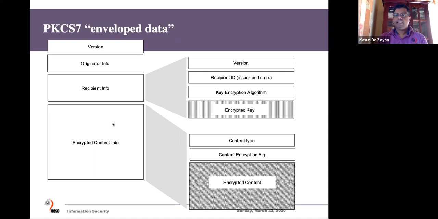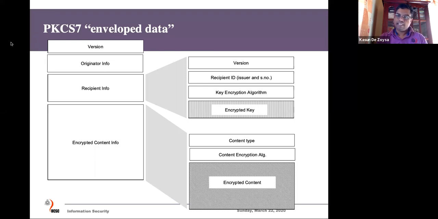As you may see, there are two data structures: the PKCS 7 signed data structure and the enveloped data structure. If someone wants to digitally sign, we use the signed data structure. If someone wants to encrypt, we use the enveloped data structure. But practically, you may understand, we want to do signing and encryption both, to provide confidentiality, integrity, authenticity, and non-repudiation of the messages. We need to do both together. That is what we usually do.